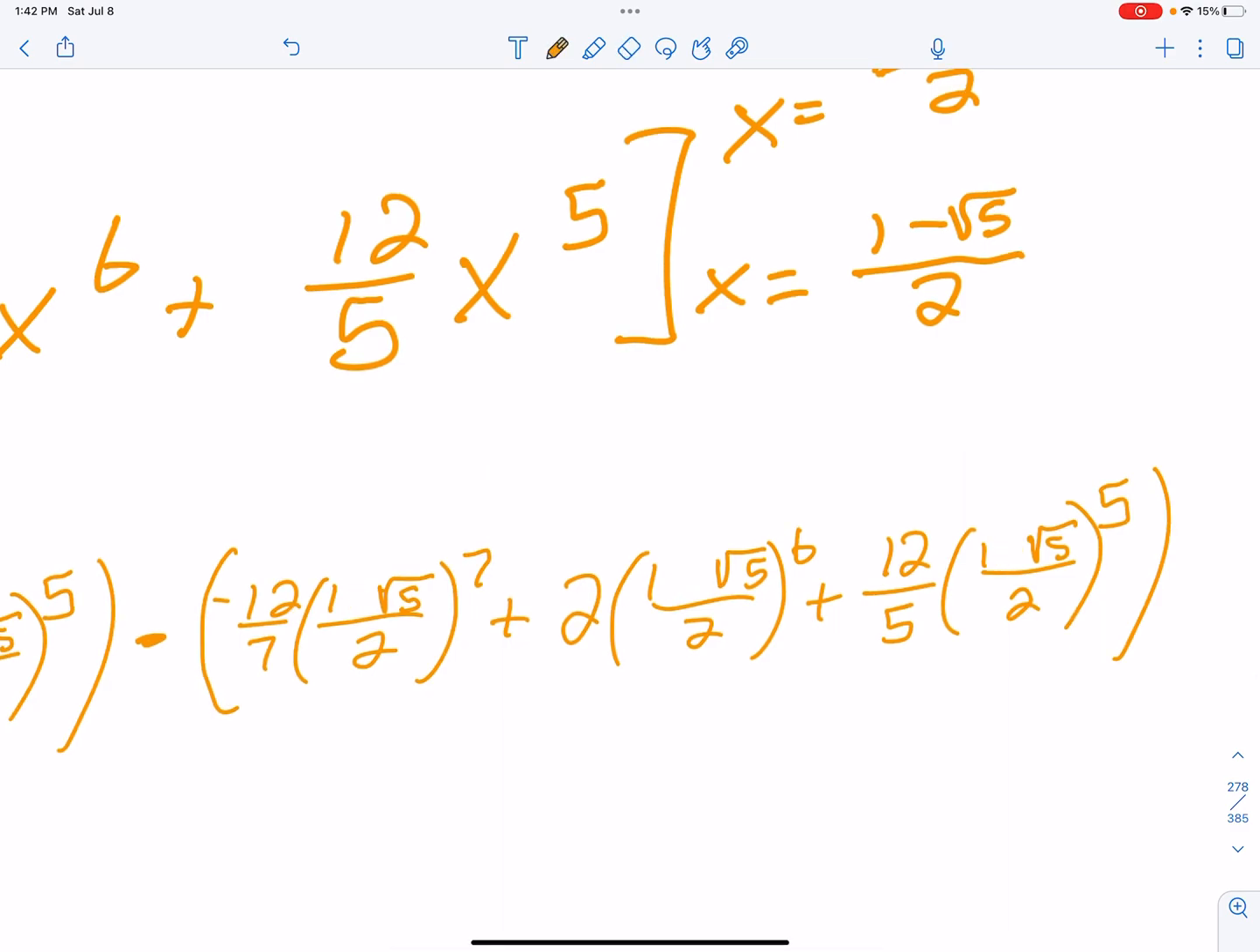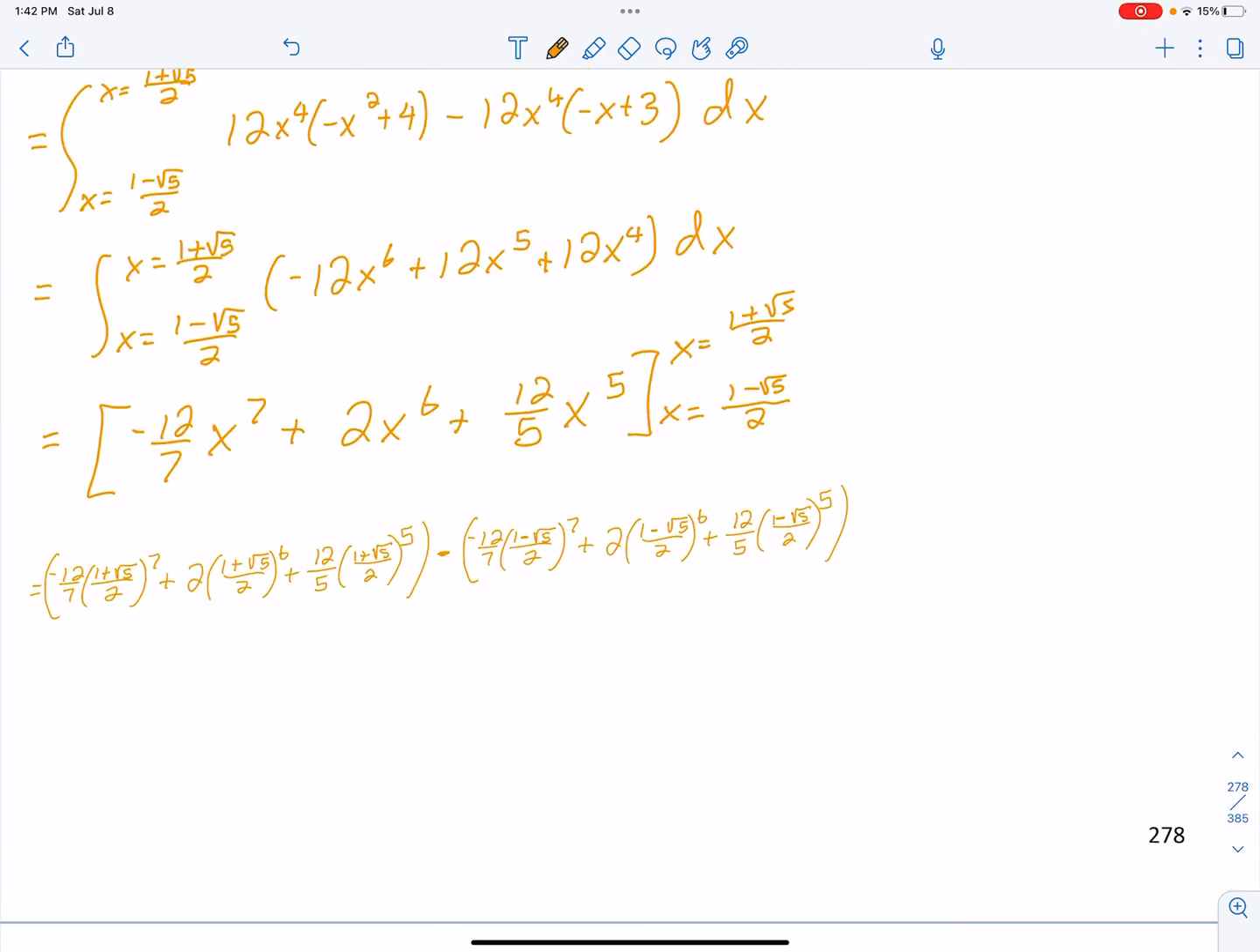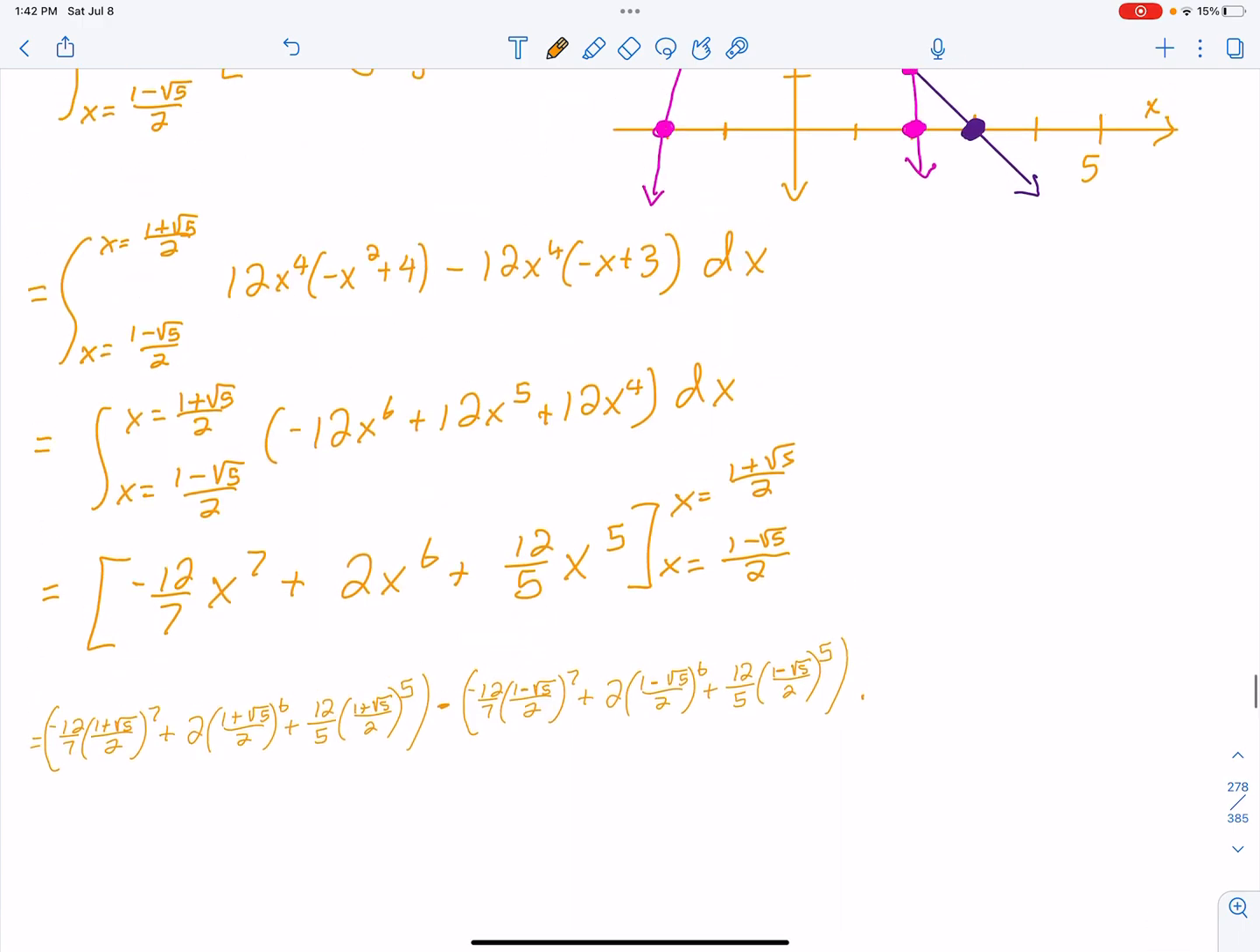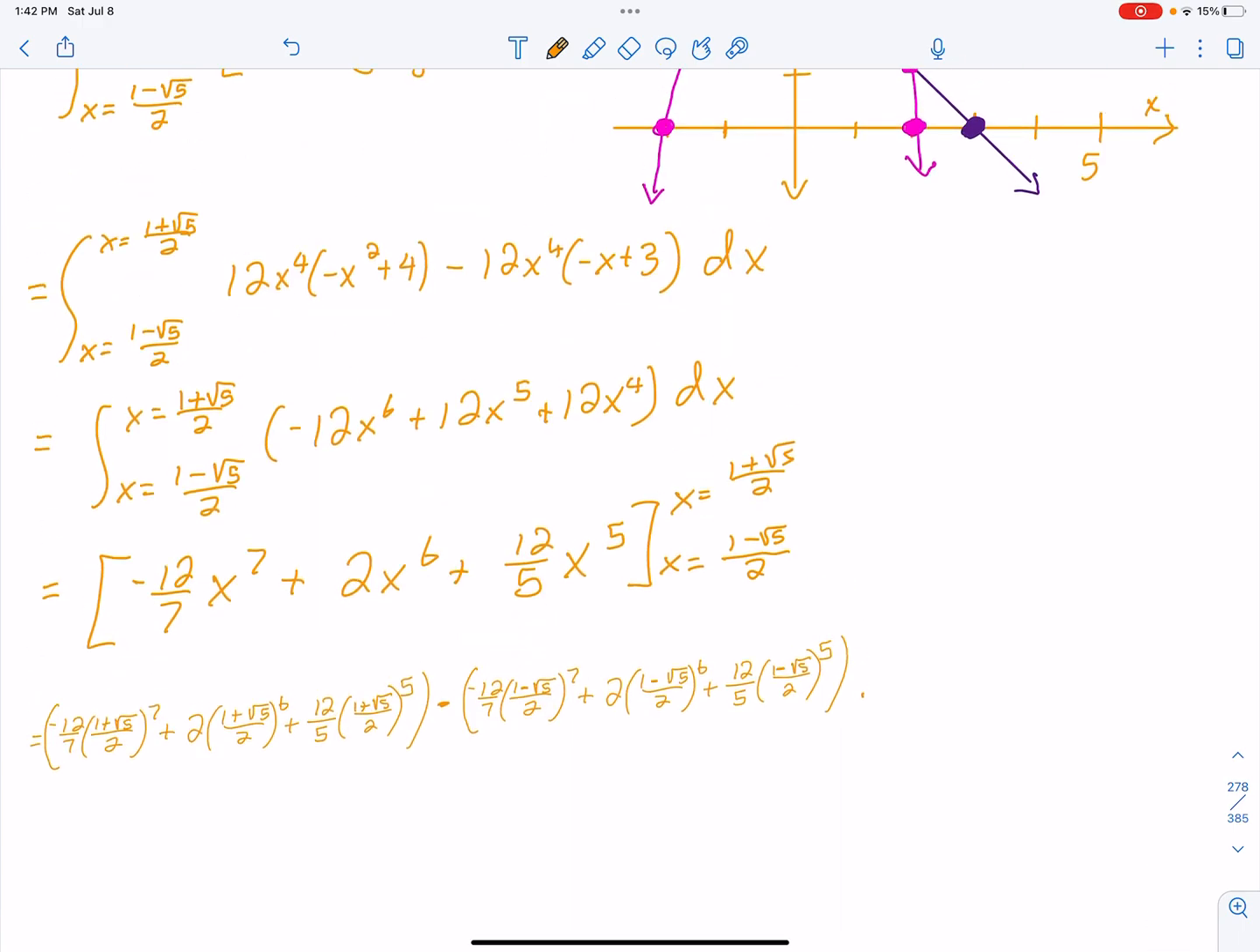I cheated. All right, you'll have to go through and write it down again, but that is our answer right there. Plugging in the 1 plus into each one, and then plugging in the 1 minus and subtracting the two. I'm not going to go any further than that because it just turns into a disgusting decimal.